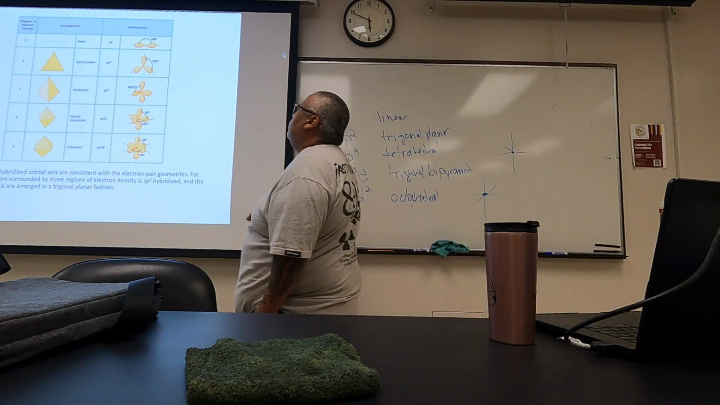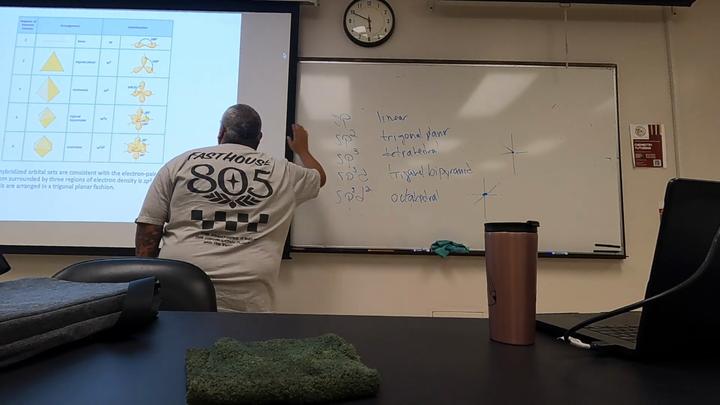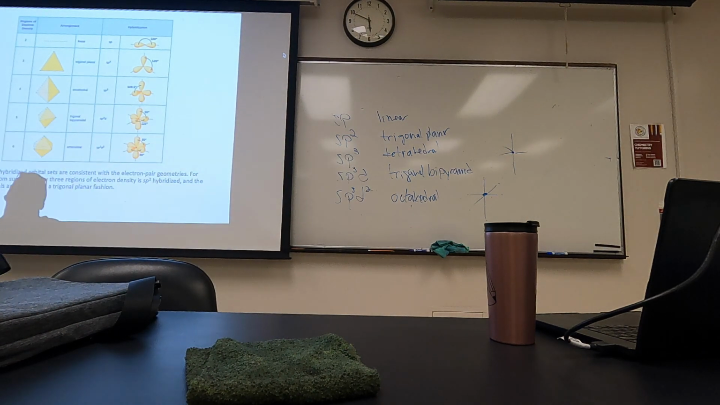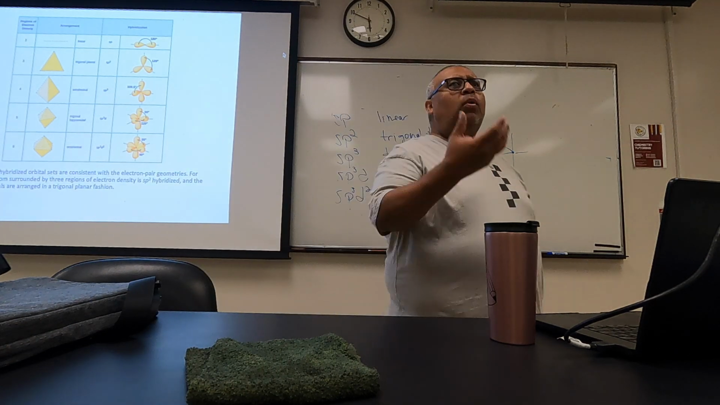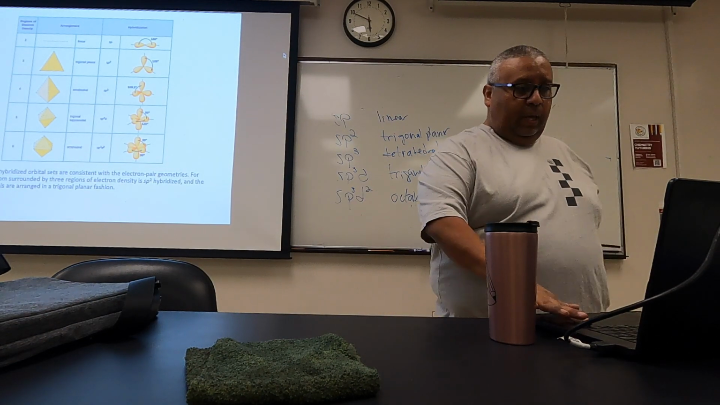So here's a table as well that kind of helps explain this, and over here. So something with sp is going to be linear, then trigonal planar, tetrahedral, trigonal bipyramidal, and our octahedral here. So you're going to want to know this information for the exam.